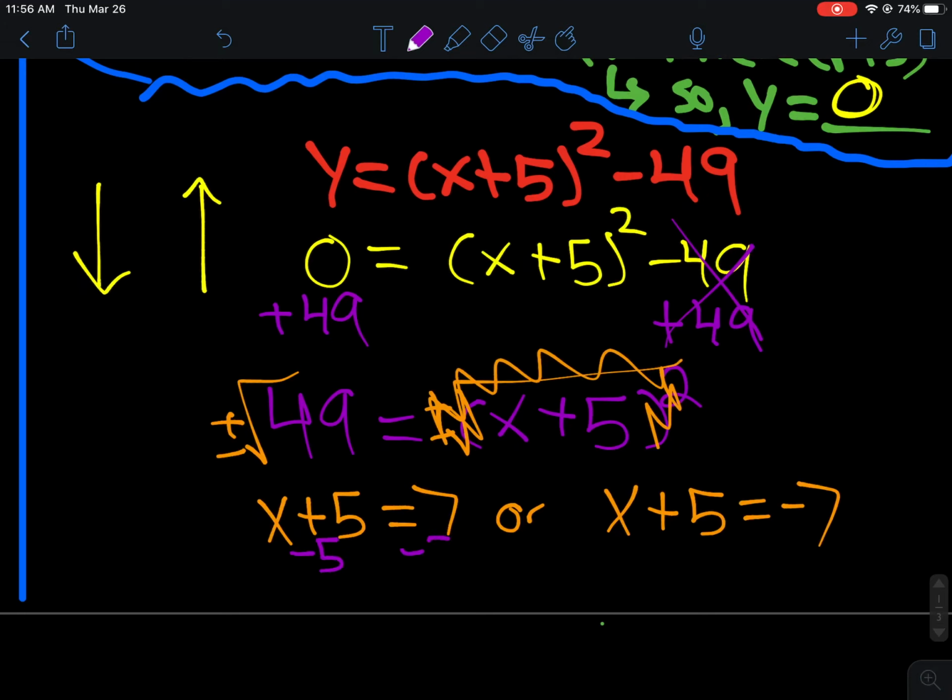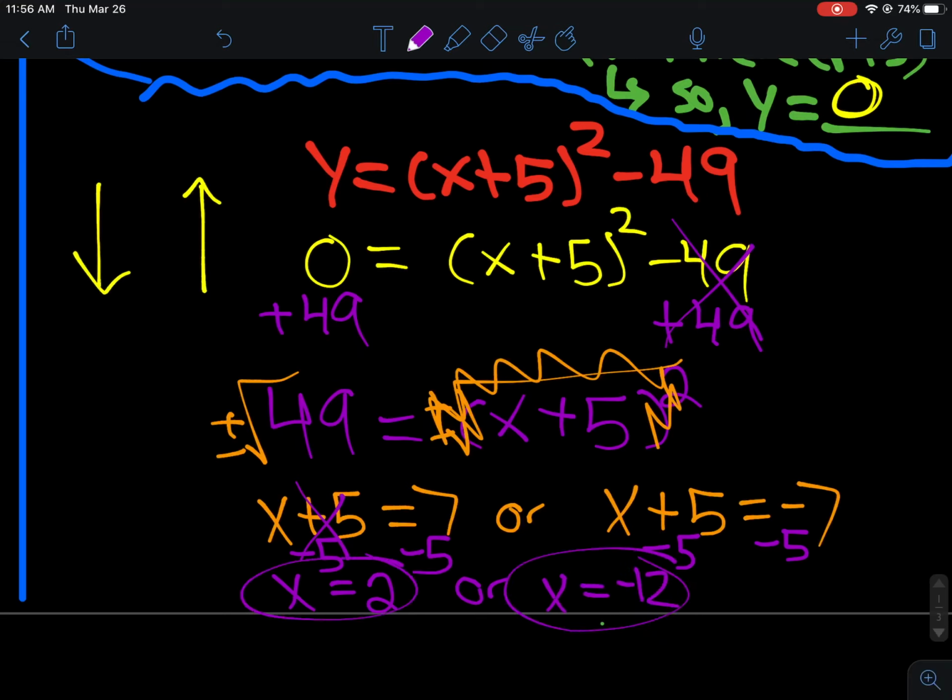So I subtract 5 on both sides. I get x equals 2. Or in this case, subtract 5 on both sides over here. Negative 7 minus 5 is going to be negative 12. So my two answers here were x equals 2, x equals negative 12.